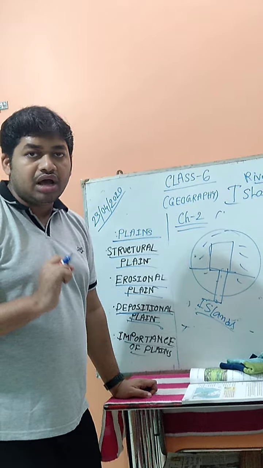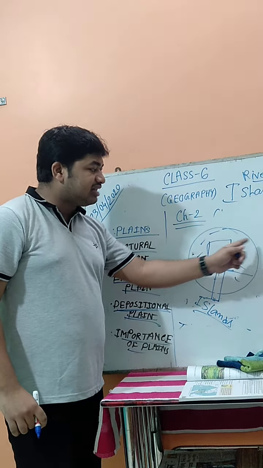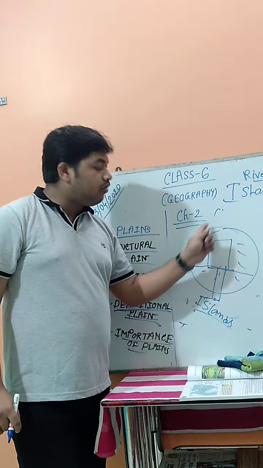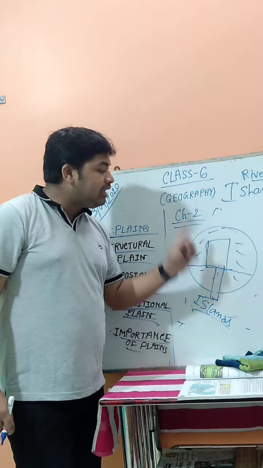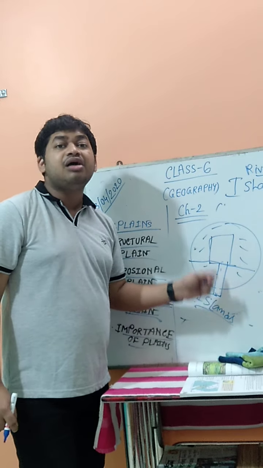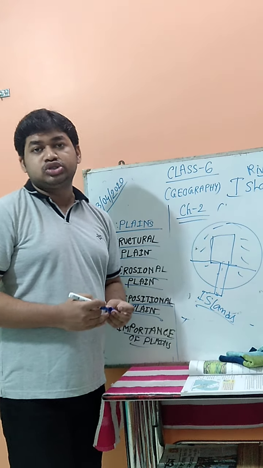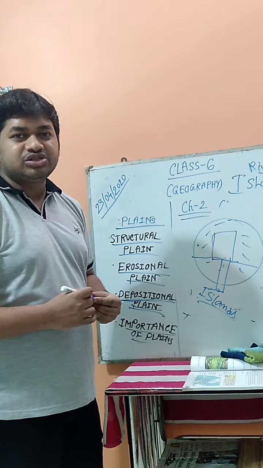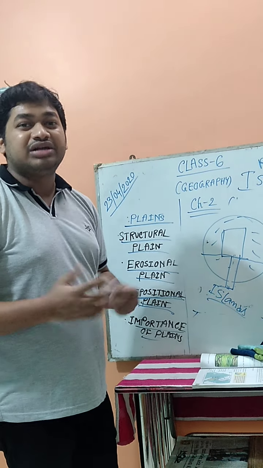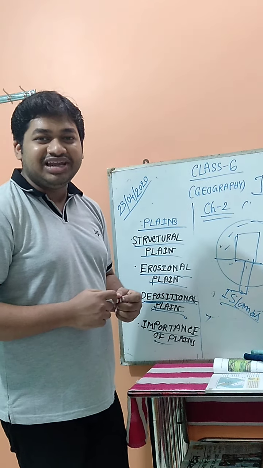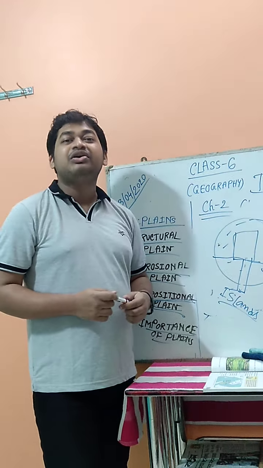So what is a peninsula? A peninsula is a landform in which three sides of the land are covered with water body. Only one side is connected with the mainland. This type of landmass is known as a peninsula. And you know what is the best example of a peninsula? Our country. What is the name of our country? India. So India is also an example of a peninsula.